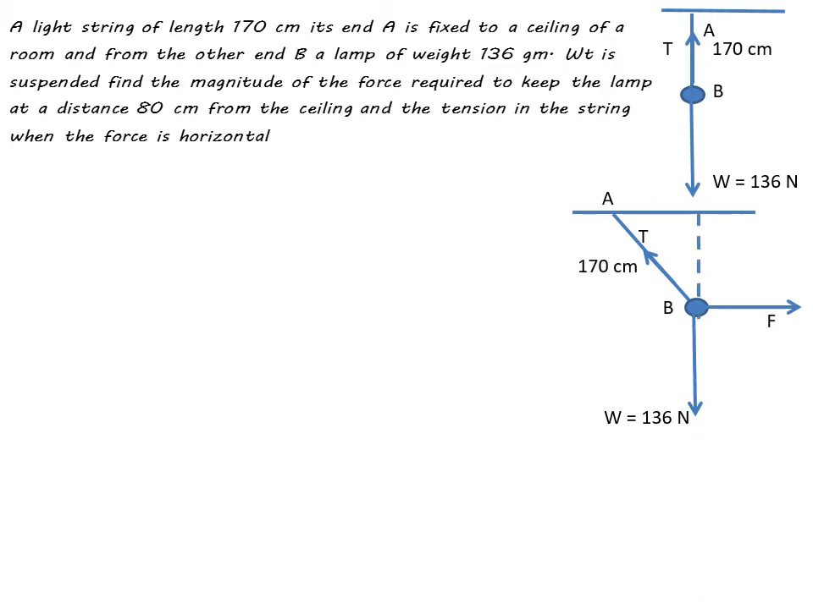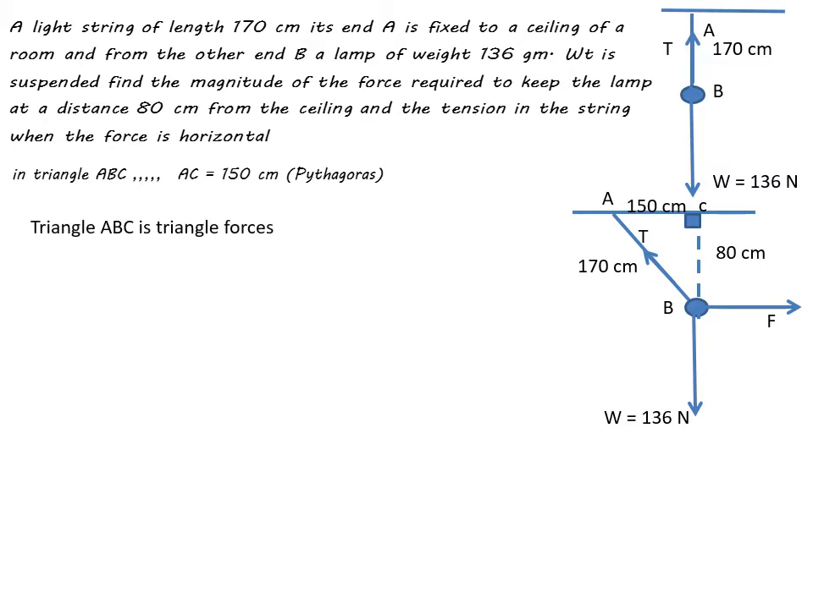That means we have the distance from the lamp to the ceiling equal 80 centimeter, and the length of the string equal 170. We need to find the tension in the string and of course the force. Look at the triangle ABC. Now we have 80 and 170. Try to find the length of AC using Pythagoras. Of course it will be 150 centimeter.